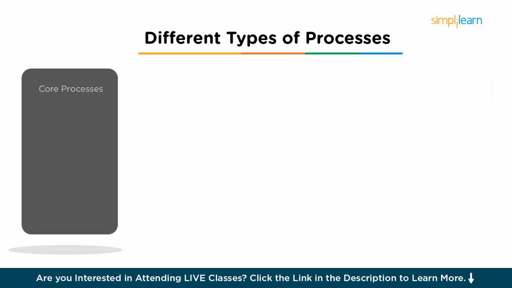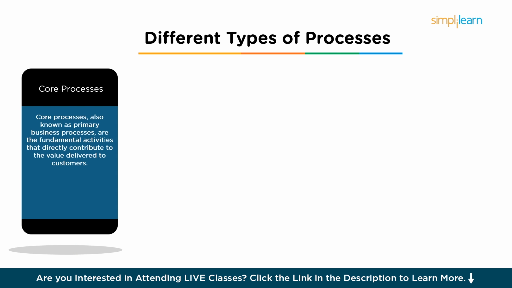1. Core processes. Core processes, also known as primary business processes, are the fundamental activities that directly contribute to the value delivered to customers. These processes are at the heart of an organization's operations and typically drive its competitive advantage. Examples of core processes include product development, sales, customer service, and order fulfillment.